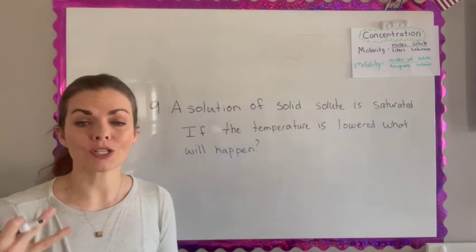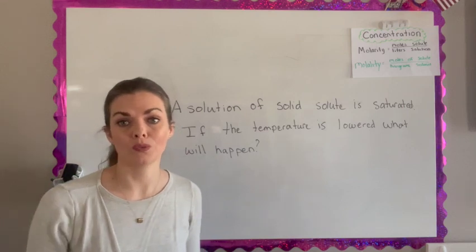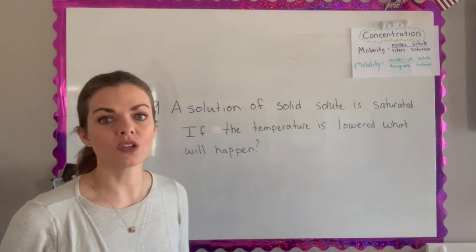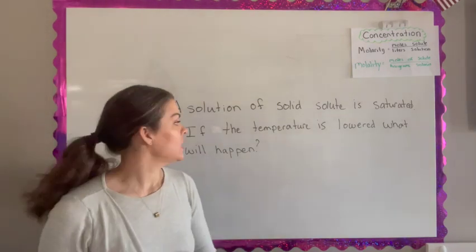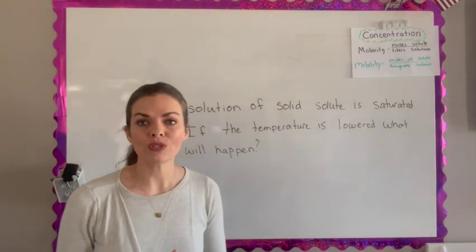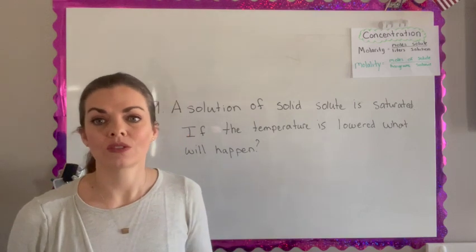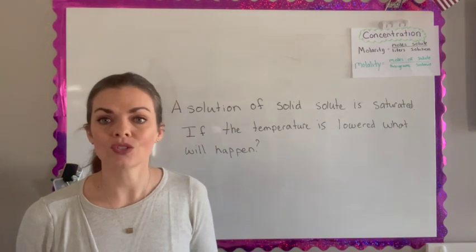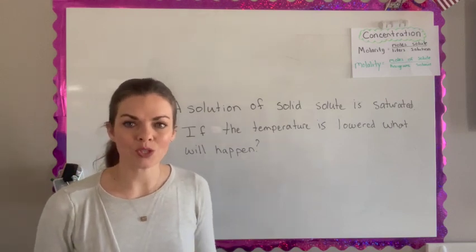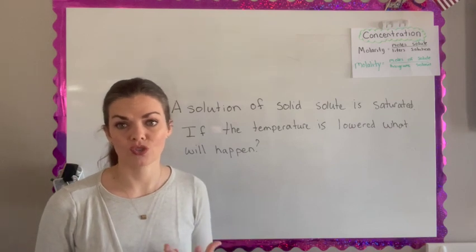Number 9 is actually referring to the second part of experiment 9.1, if you did that one in the text. But it says a solution of a solid solute is saturated. If the temperature is lowered, what will happen? So in the lab, you heat up a sample of water and you dissolve as much solid, like salt, as you can get into it, and you make a saturated or supersaturated solution.